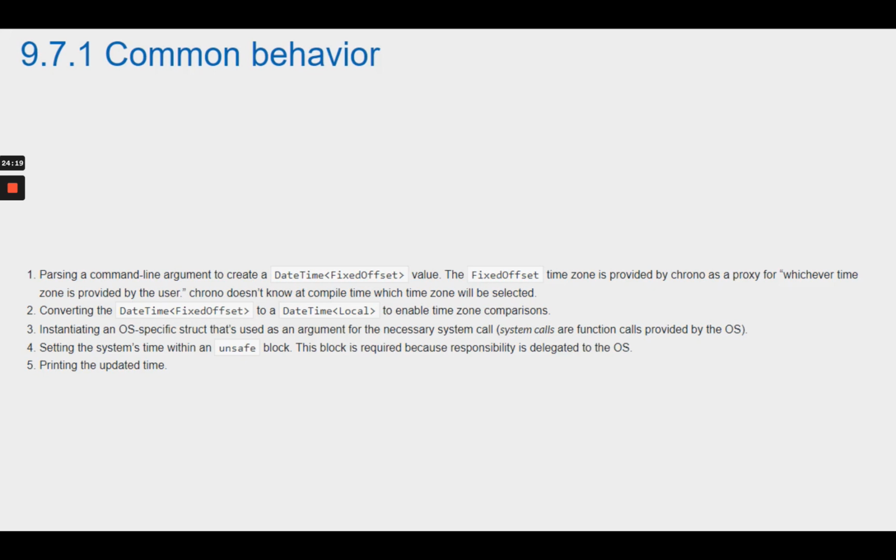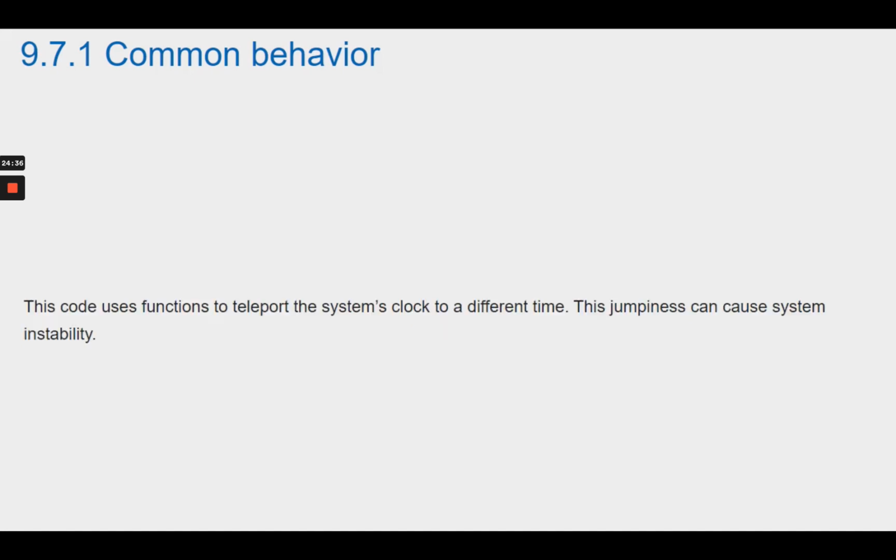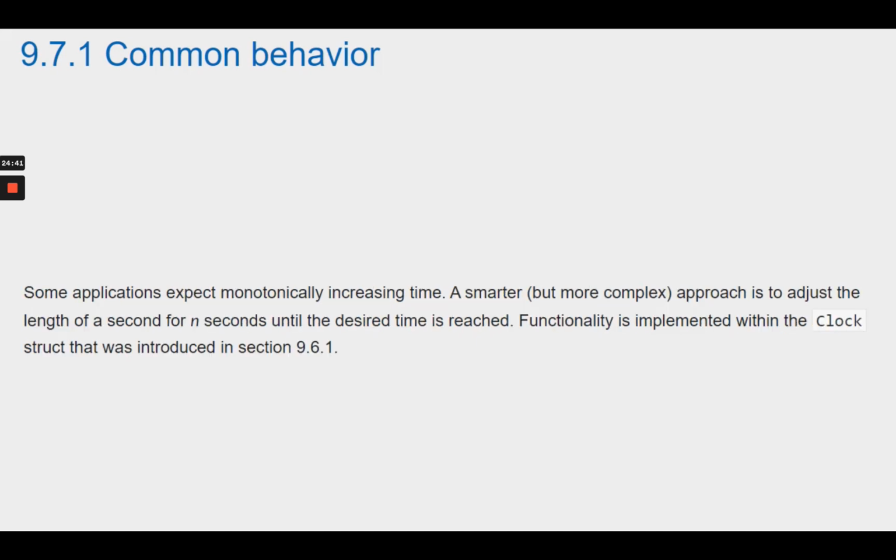4. Setting the system's time within an unsafe block. This block is required because responsibility is delegated to the OS. 5. Printing the updated time. Warning. This code uses functions to teleport the system's clock to a different time. This jumpiness can cause system instability. Some applications expect monotonically increasing time. A smarter but more complex approach is to adjust the length of a second for n seconds until the desired time is reached. Functionality is implemented within the Clock struct that was introduced in Section 9.6.1.